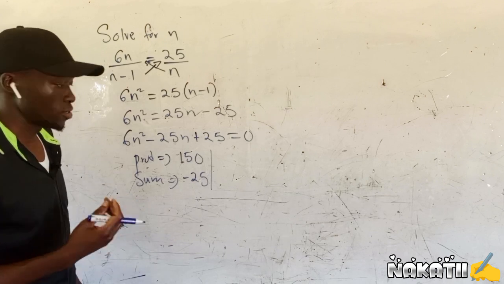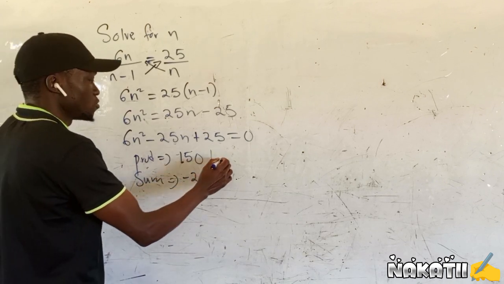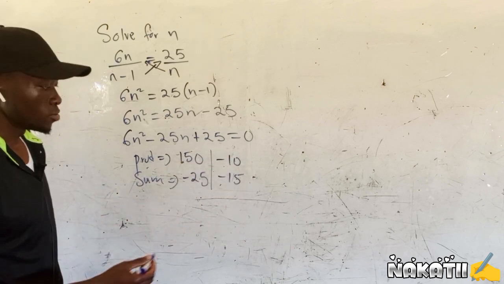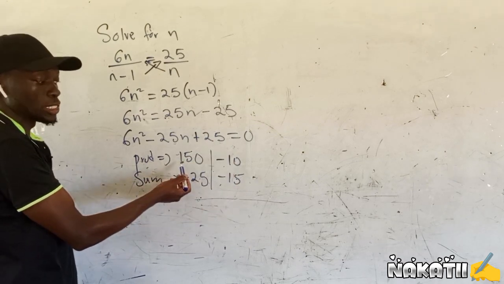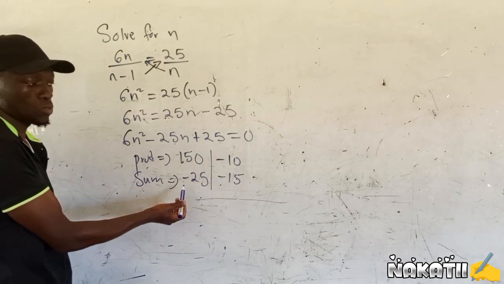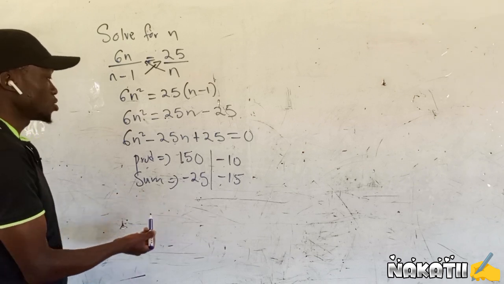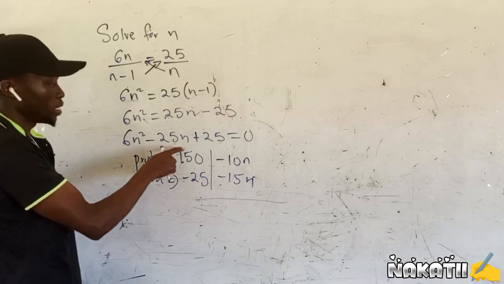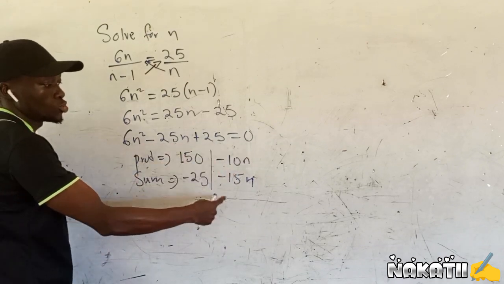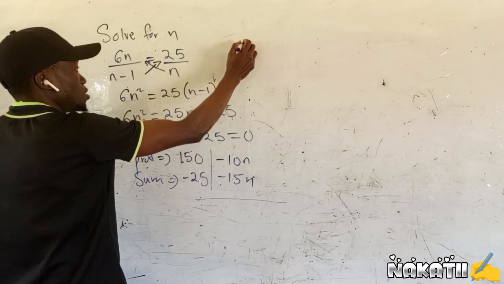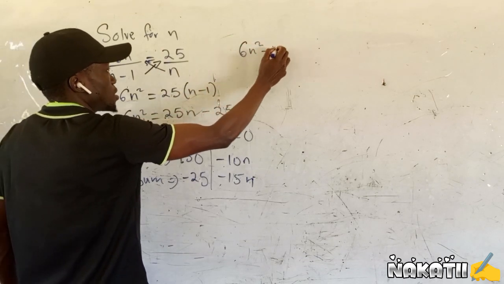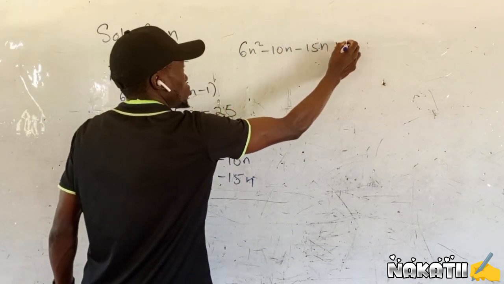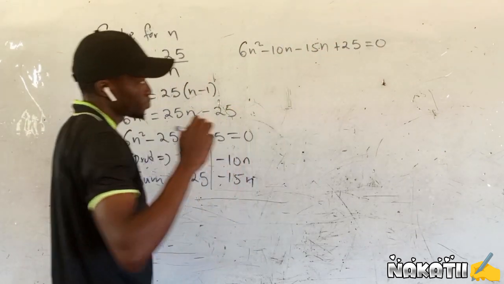Those two numbers, if you check keenly, it's going to give you negative 10 and negative 15. When you multiply these two, you get positive 150. When you add them, you get negative 25. After getting these two numbers, you replace the middle value with these two. You're going to have 6n squared minus 10n minus 15n plus 25 is equal to 0.